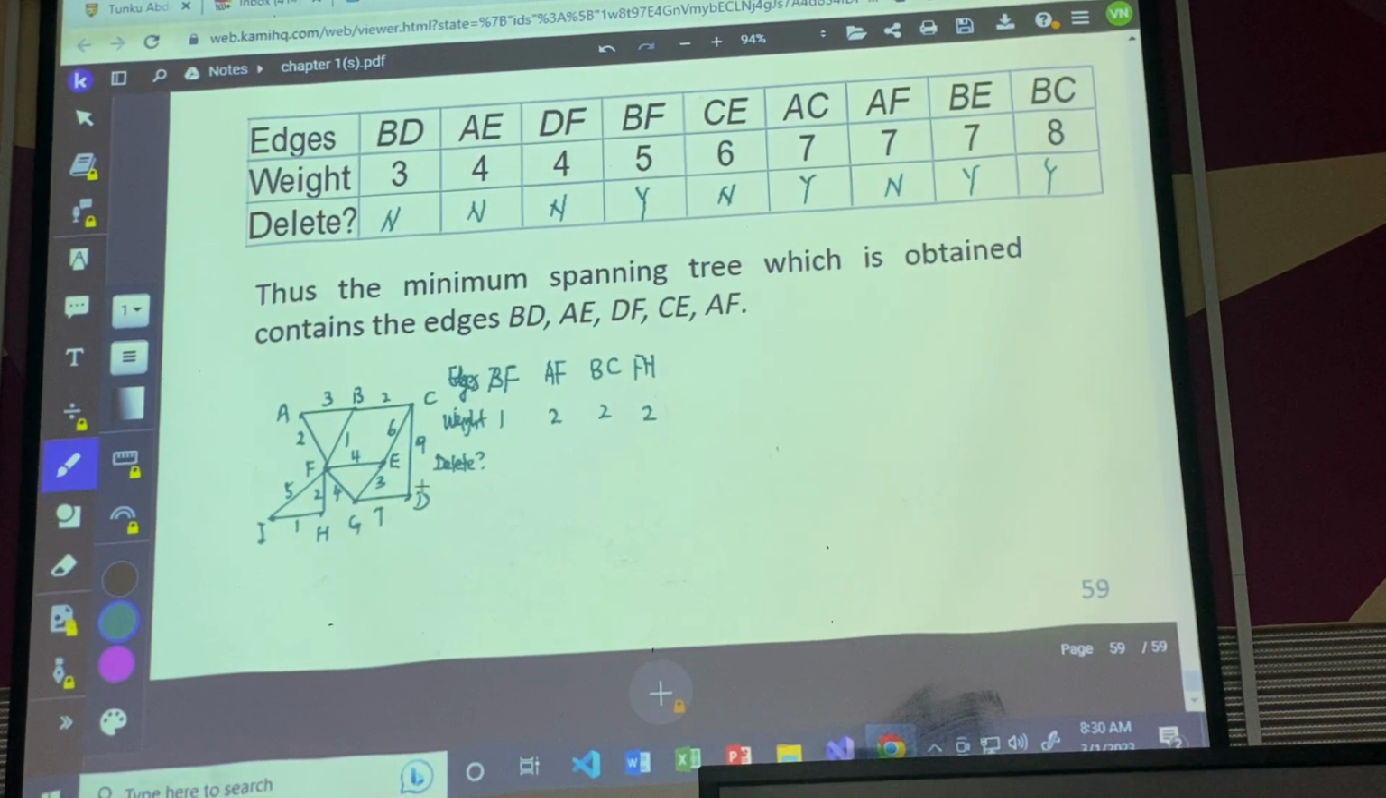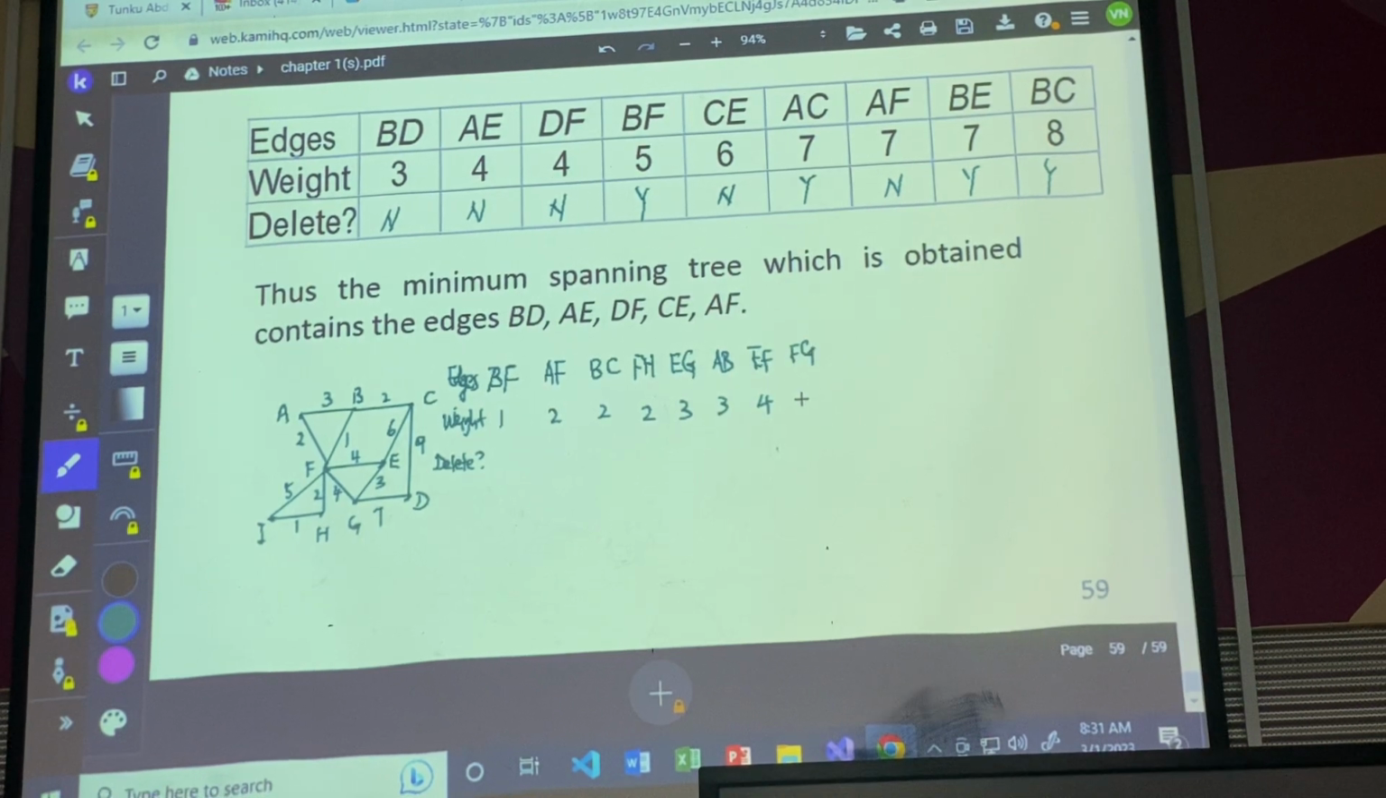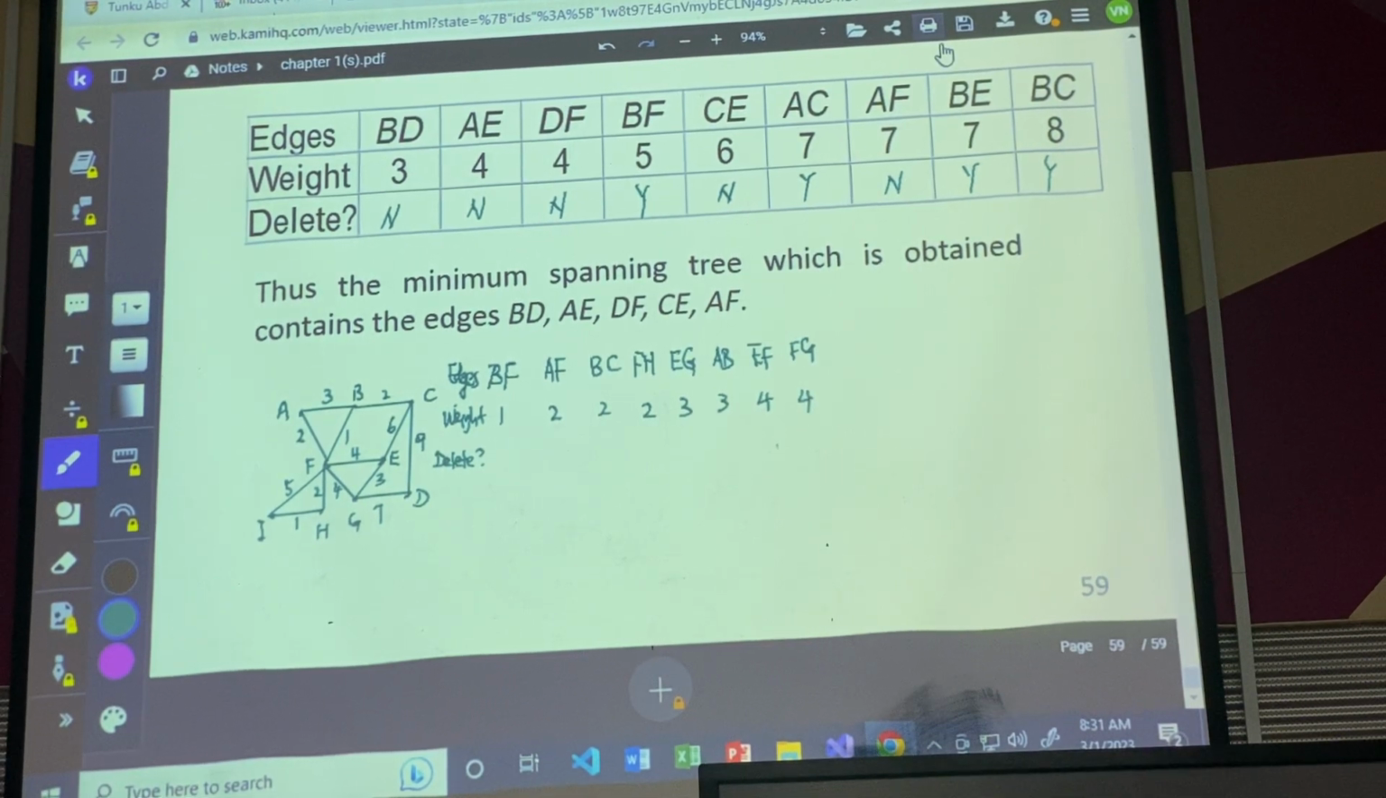Then for the weight 3, you have EG, weight 3. Any more? AB, also weight 3. Then weight 4. Yes. EF, we have weight 4. FG. And this one also weight 4. 2 only, right? And weight 5.